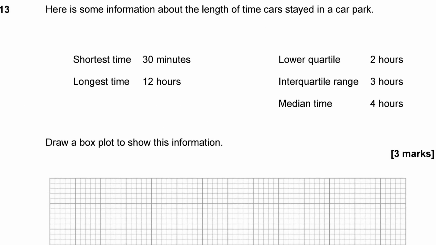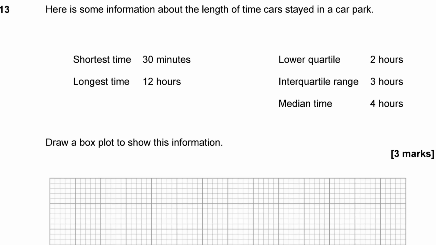Question 13. Here is some information about the length of time cars stay in a car park. The shortest time is 30 minutes, the longest time is 12 hours, the lower quartile is 2 hours, the interquartile range is 3 hours, the median time is 4 hours, and we need to draw a box plot to show this information.